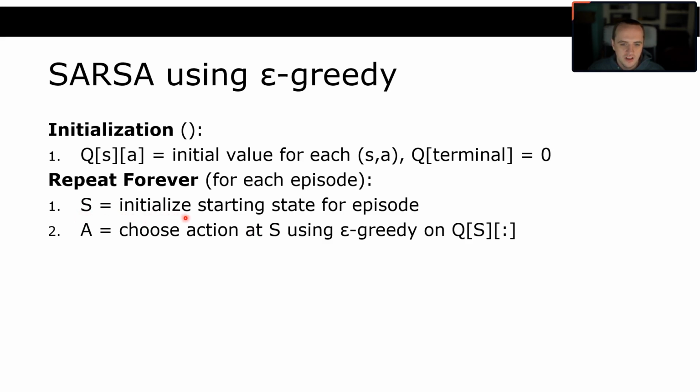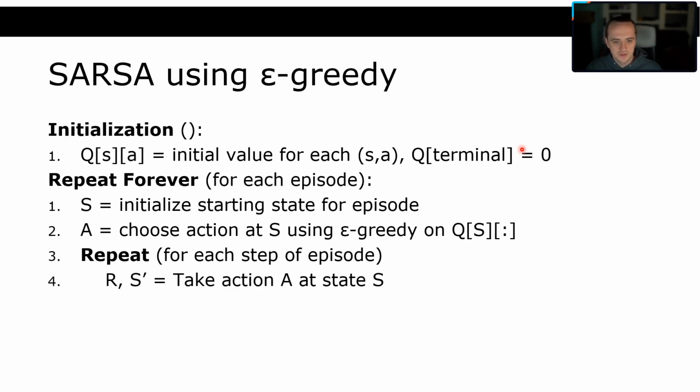So S is initialize the starting state for the episode, and then we choose some action A using epsilon greedy on each action. This colon here, if you're familiar with that syntax, just means for each action. So we're going to use epsilon greedy, because this is Sarsa using epsilon greedy, and that's the action that we're going to choose to do here. And then we repeat for each step of that episode.